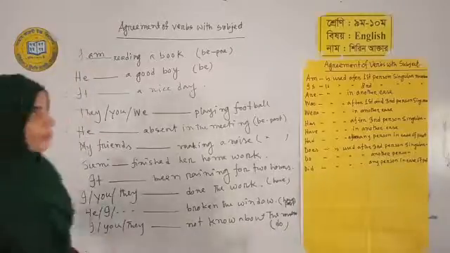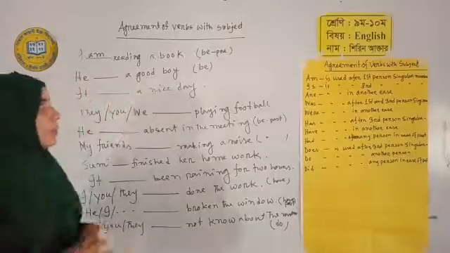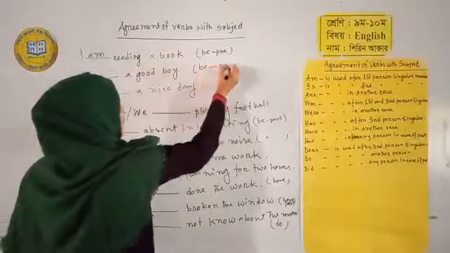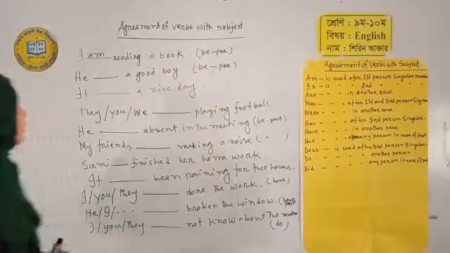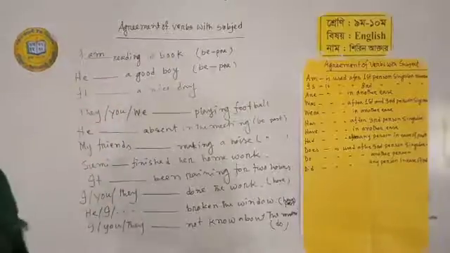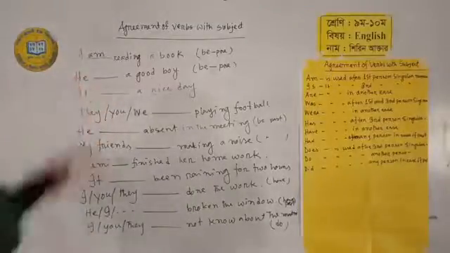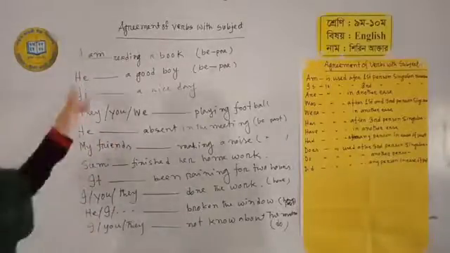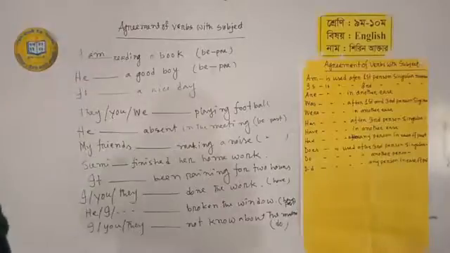Then our next example is he dash a good boy. In this case, if we use the present form of be verb, can I use am? Certainly not. After he I can't use am, never. So which auxiliary verb do I have to use here?